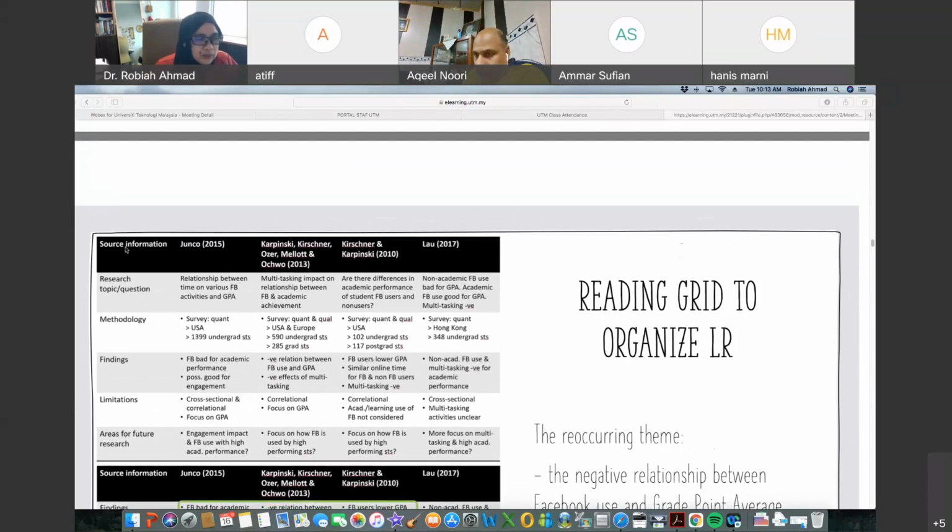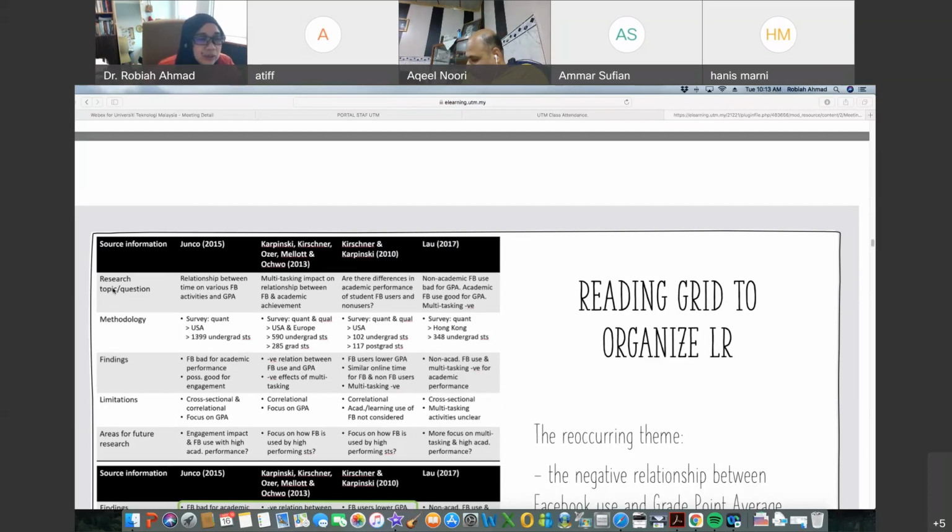So you put source information on the first row. Sometimes you just put the main author and the year. Sometimes you put the short form of the journal, for example the ones that you popularly use, RSER, Renewable and Sustainable Energy Reviews, and then IEEE Access. So sometimes for source information, you put authors, year and journals. It will also be helpful.